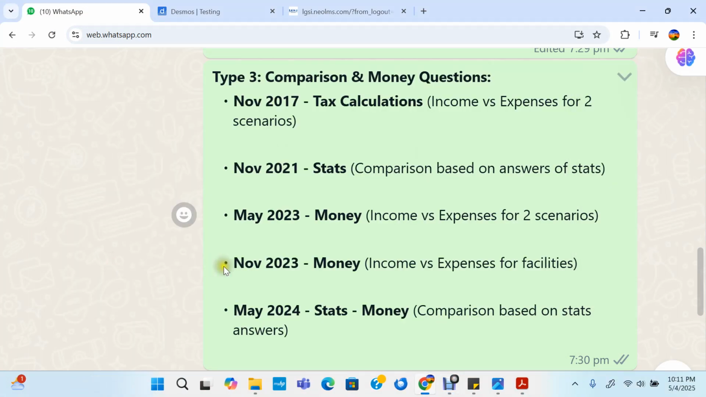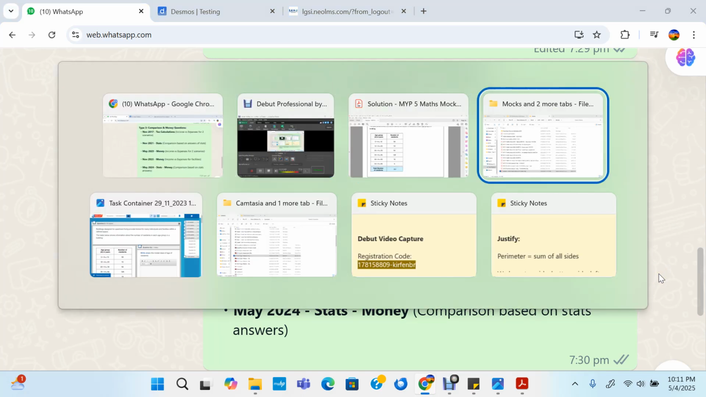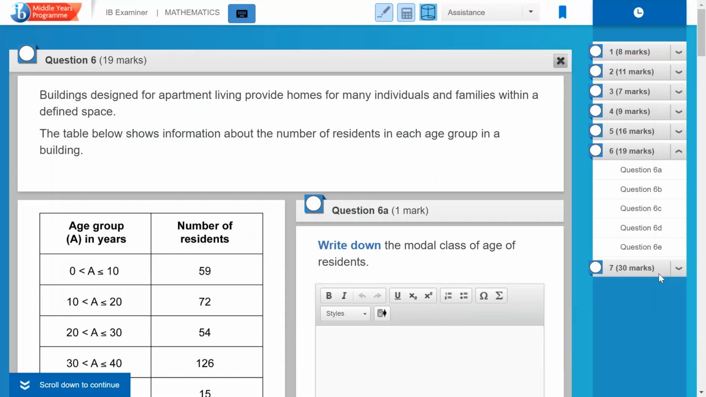Okay, so we move on to our next question, which is November 23, about money. Again, income versus expenses for some facilities. So this is our question over here. We have buildings designed for apartment living, which provide homes for many individuals and families within a defined space. The table below shows the information about the number of residents in each group in a building.